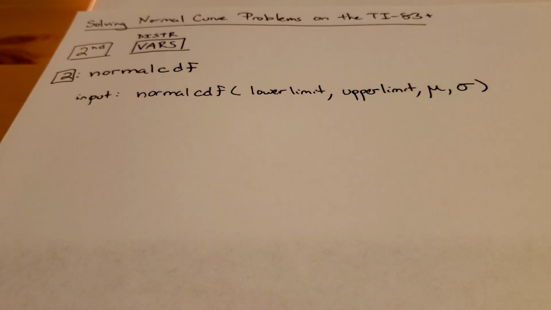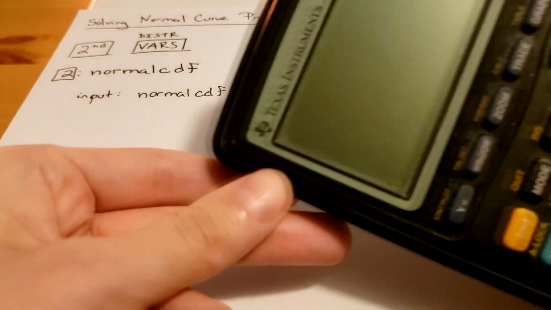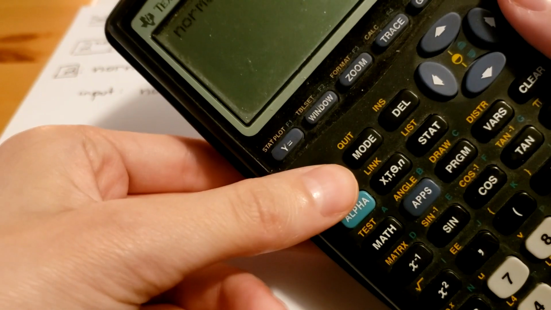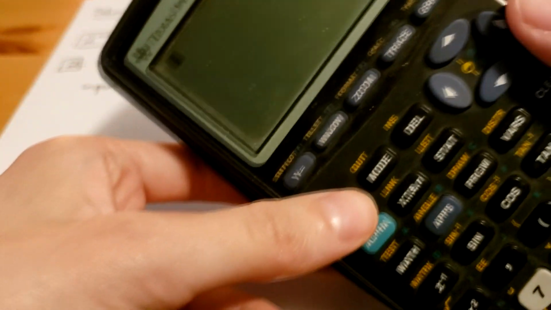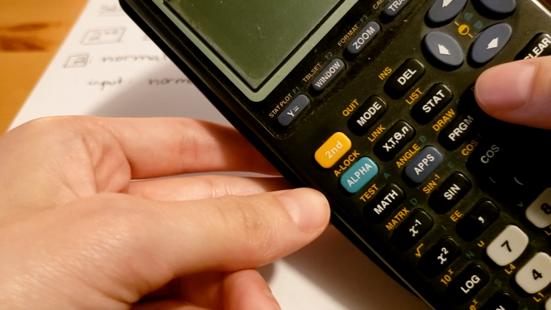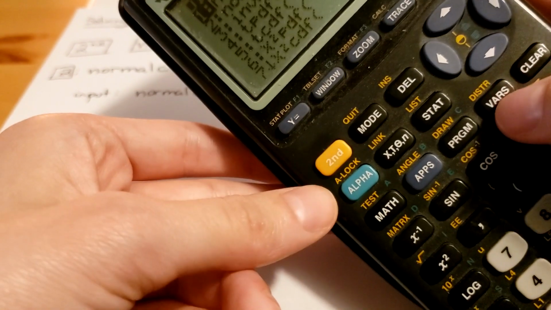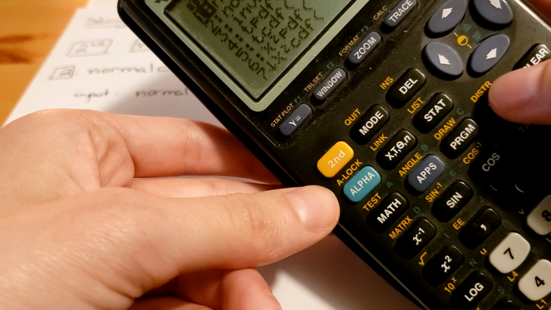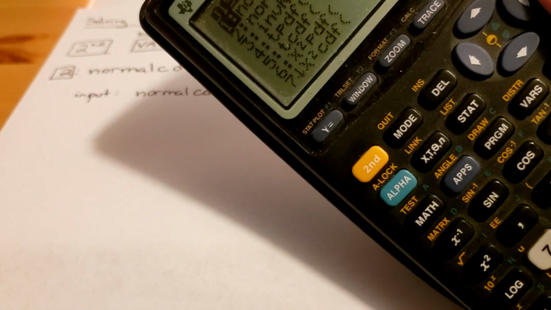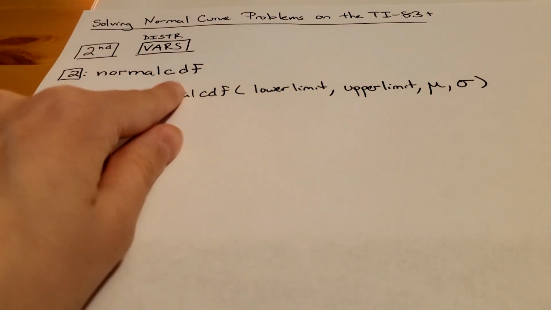What we would do on the calculator for this is first hit the second button, then hit the vars button. First we want to turn it on. We want to hit our second button first. Then we want to hit this button over here that says vars. You see how it says DISTR on top of it? That means we're going into something called distributions, and the normal distribution is one of them, so that's what we want to do. Now we want to hit 2, which is normal CDF.